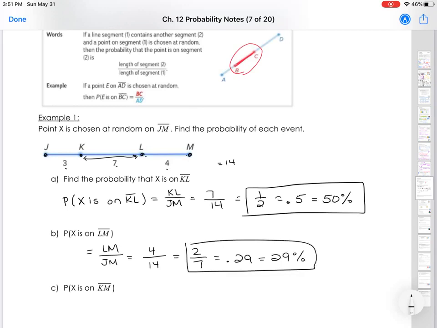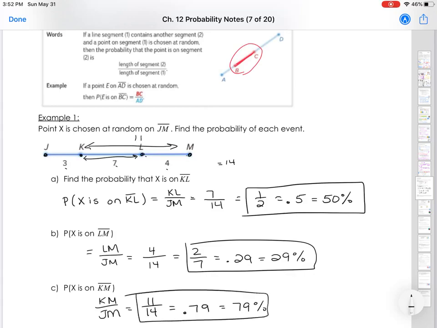The next, we want the probability that X is on LM. So that is going to be LM over the length of the entire thing, JM. LM is 4. JM, we already said, is 14. If we simplify that by 2, that's 2 over 7. That's about 0.29 or 29%.